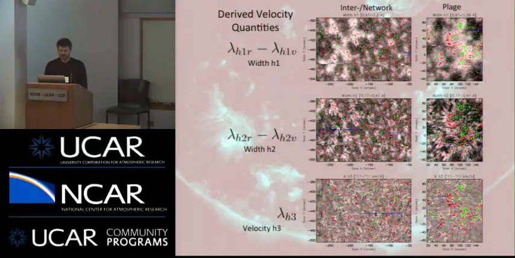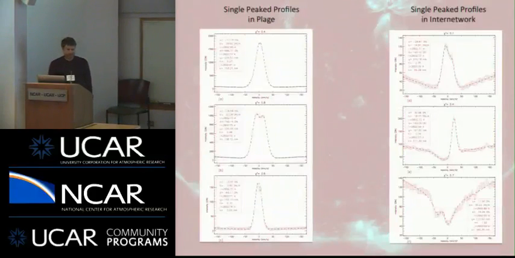Most of the structure is fairly small, fine scale structure, and generally we see flows that are on the order of 11 kilometers a second, 12 kilometers a second. You can see in the core of the plage region on the right that there are a lot of these green pixels. These are the single peak profiles. So here's an example of a number of these single peak profiles.